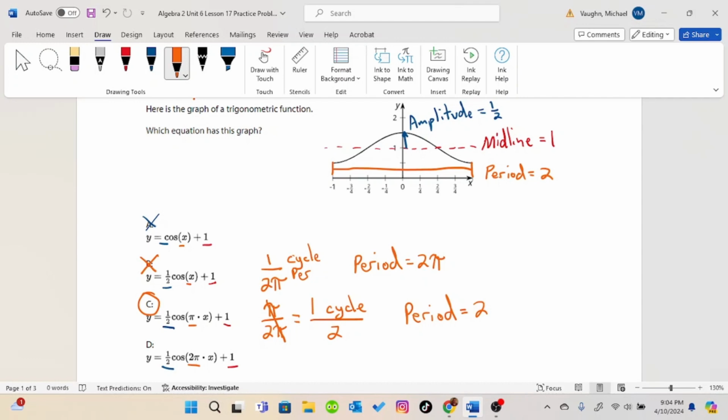And we'll check D just to make sure. Here we have 2 pi divided by 2 pi. They cancel each other out, so this just becomes 1.